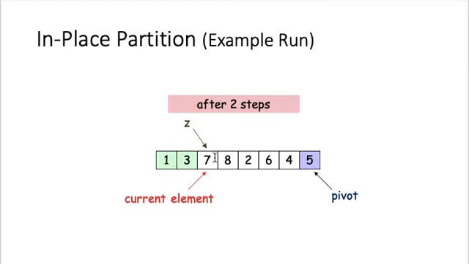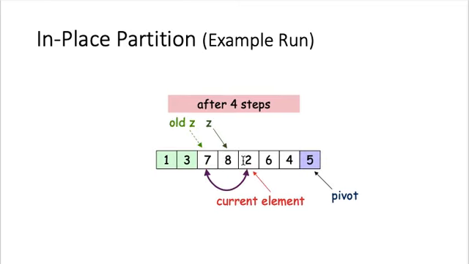After this step, we are going to look at this 7. Now 7 is larger than 5. Then what are we going to do? 7 is larger than 5, so we are not putting any number here. On the other hand, Z is still pointing at this location because this is where the next smaller item should be placed. So when we process this number 7, we just move the current element 1 position rightward. We ignore the 7. Now we look at this 8. 8 is greater than 5, so again, we ignore this 8.